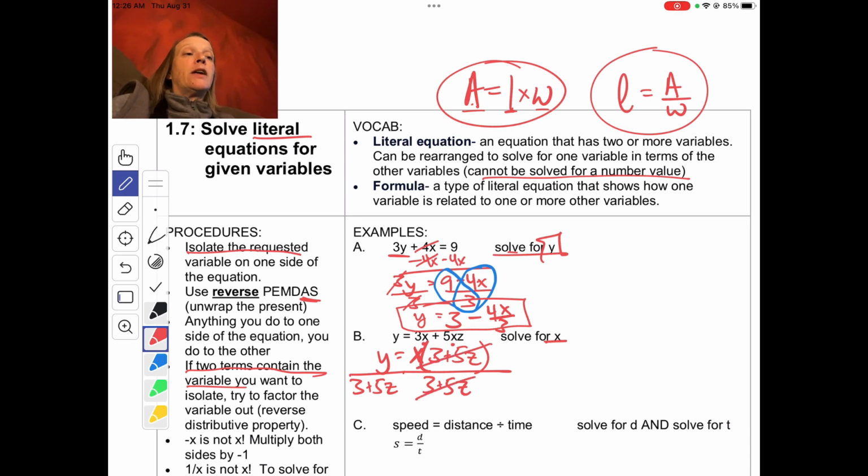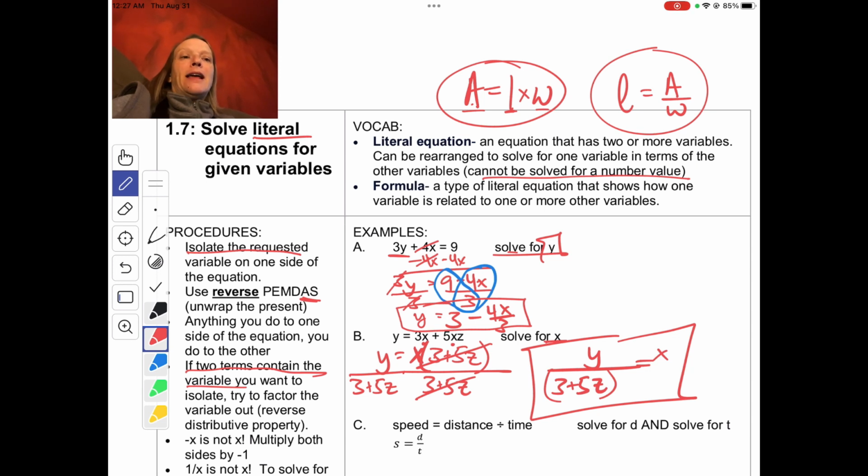And we get as our final answer x equals y divided by 3 plus 5z. And you can leave that bottom expression in parentheses if you want to. But it's implied the way we wrote the fraction this way that it's all beneath, it's all in the denominator. Let's try another example.